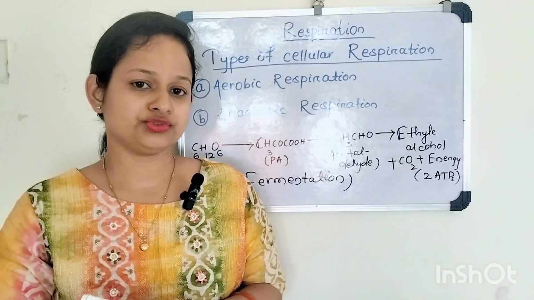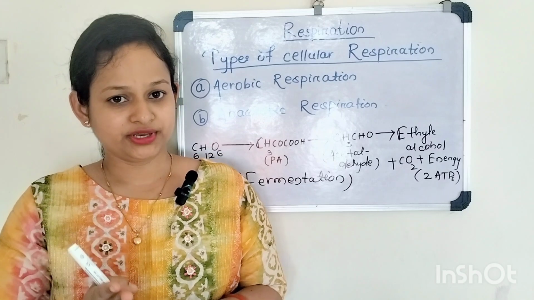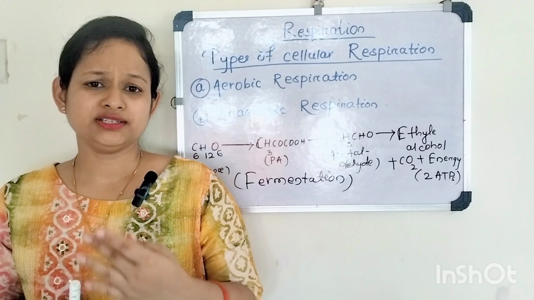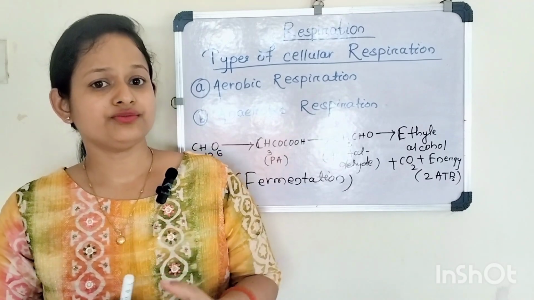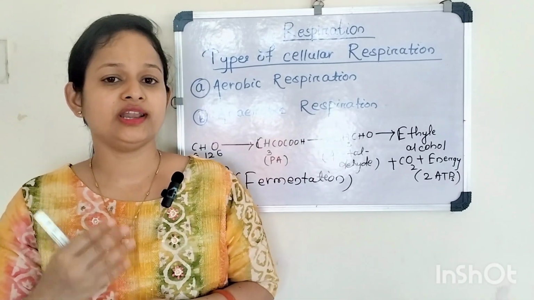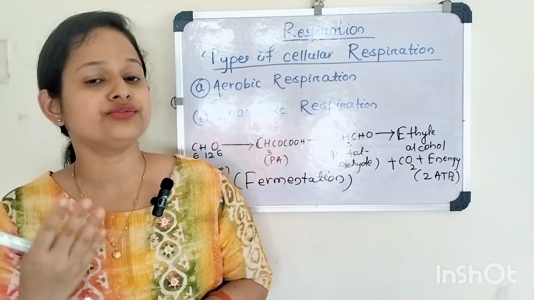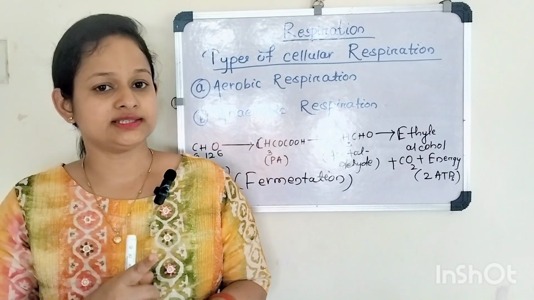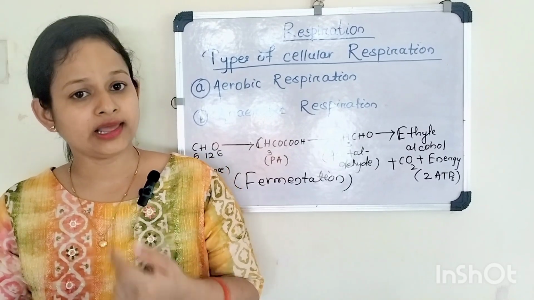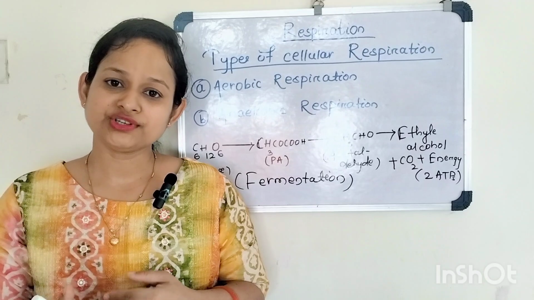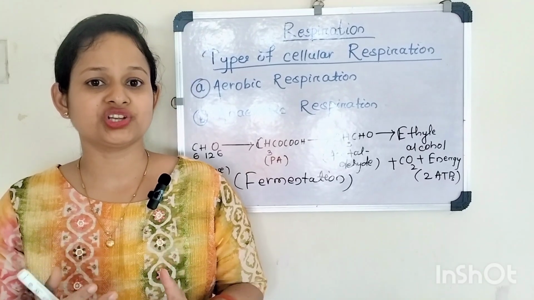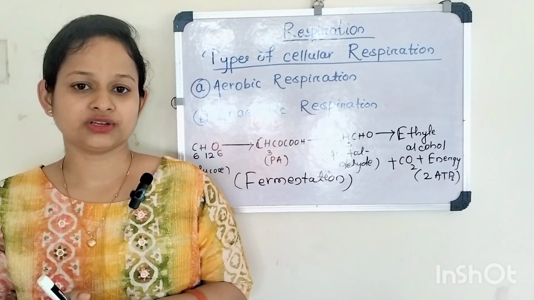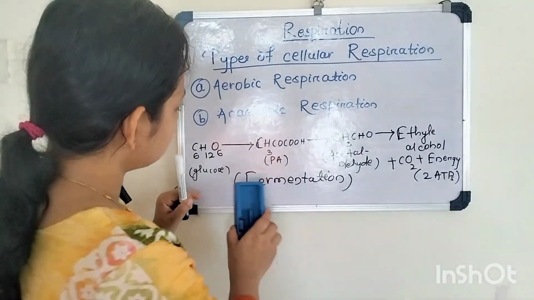So in the fermentation process, a very small amount of energy will be released. But in the case of human muscle, when there is some lack of energy during vigorous exercise, the pyruvic acid will be converted into lactic acid, and this formation of lactic acid will cause cramps in our muscles during very active exercise. So let's write the equation.